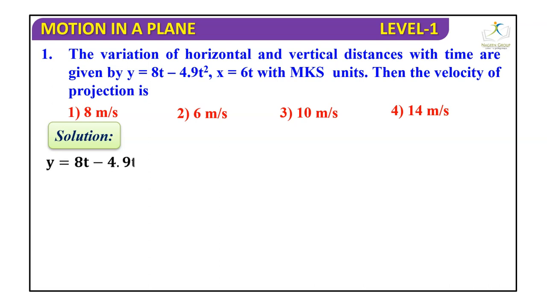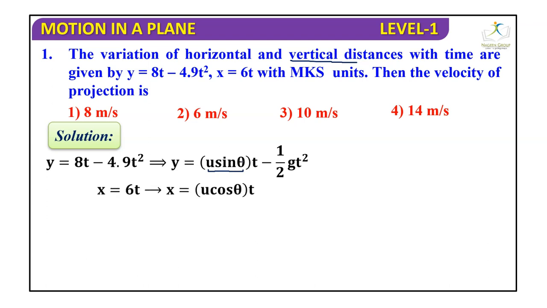Now move with the solution part. y is given as 8t - 4.9t². Here we are using the projectile motion equation, which is y = u sin theta t - half g t². The second equation of motion is used here, and as you can see, the motion is in vertical distances. That's why in place of u I have taken u sin theta. I hope there will be no issue for that.